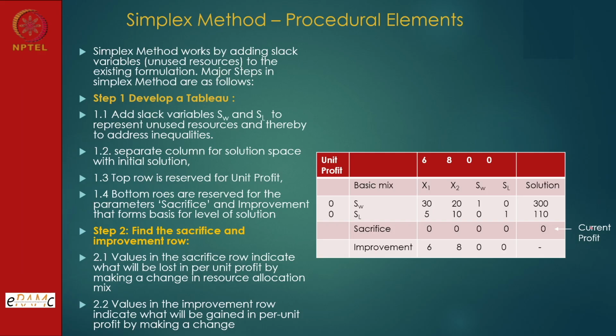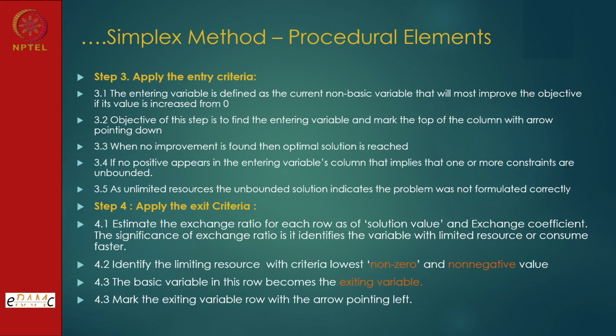At present, a value of 0, 0 has been assigned, and 6, 8 we have copied from the unit profit at the top. Varying these values will tell us the optimization level, whether we have reached it. Now, step number 3, apply the entry criteria. Identifying the entry criteria and exit criteria are the two key operations that we have to understand.